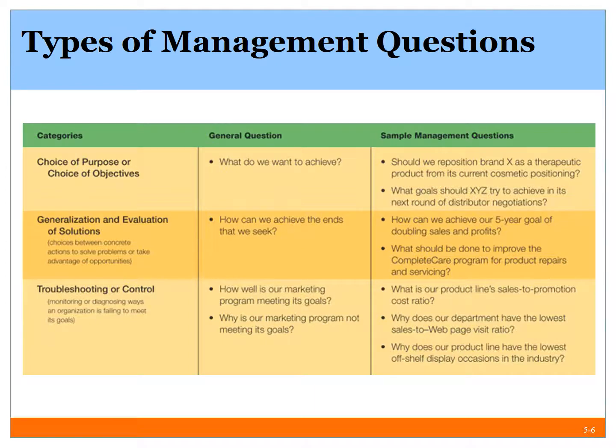The third category is troubleshooting or control, so monitoring or diagnosing ways that an organization is failing to meet its goals. So for example, how well is our marketing program meeting goals, or why is our marketing program not meeting its goals? And then you can be more specific. What is our product line's sales to promotion cost ratio? Why does our department have the lowest sales to web page visit ratio? Why does our product line have the lowest off-shelf display occasions in the industry, right? So again, we're starting from general and getting more specific.